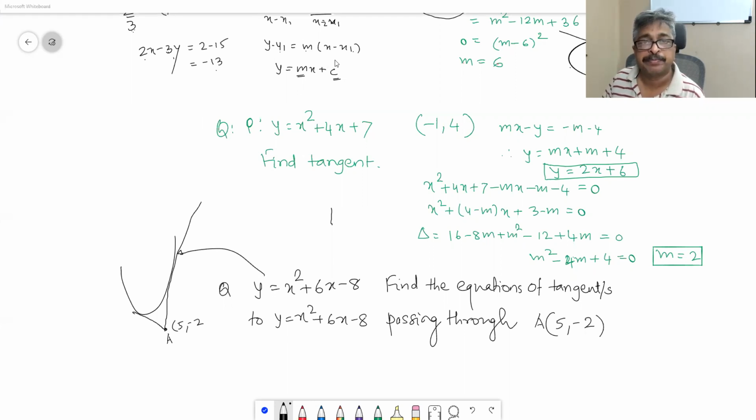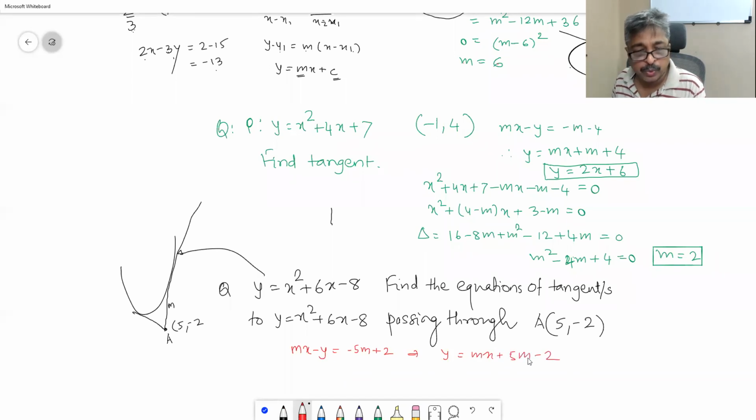Don't waste much time. Now the theory is going to be exactly the same. Let m be the slope of one of the tangents. Therefore, the equation of the tangent will be mx minus y, and it passes through (5, -2). Therefore, minus 5m plus 2. That gives us y is equal to mx plus 5m minus 2.